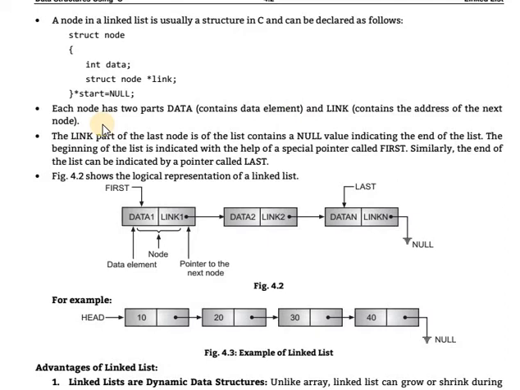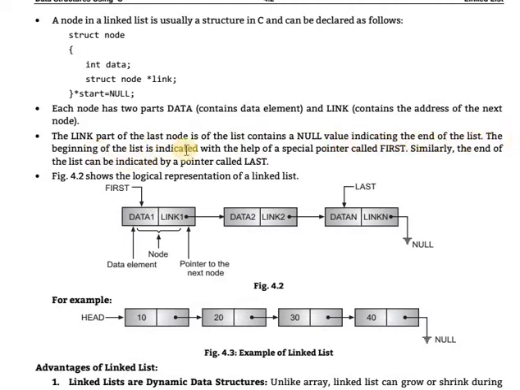Clear? In each node of a linked list, two parts are there: one is the data and the other is the link. The link part of the last node of the list contains a null value, indicating the end of the list. Which is the last node? The one whose link part contains the null value, which indicates the end of the list.